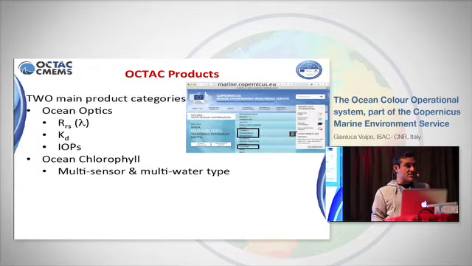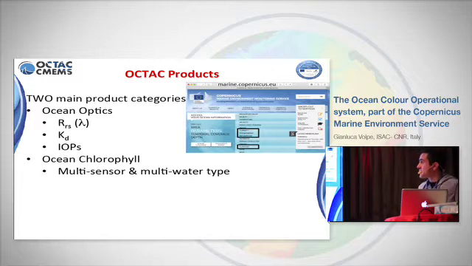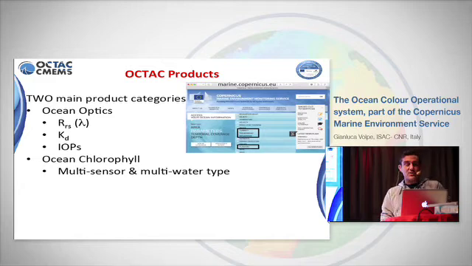Two main product areas are available from the CMEMS website. The first is ocean optics, which is the remote sensing reflectance, which you heard about from Pierre-Yves this morning, the KD, the attenuation coefficient, and the IOPs, the inherent optical properties. We'll talk about this later. You can find them under the turbidity, transparency, and reflectance tags on the CMEMS website. And of course, the ocean chlorophyll, which is probably the best known parameter from ocean color.